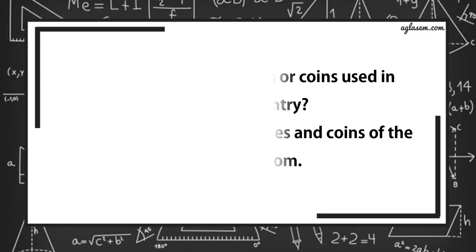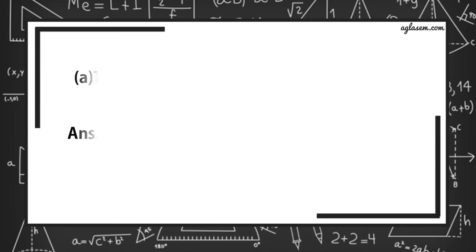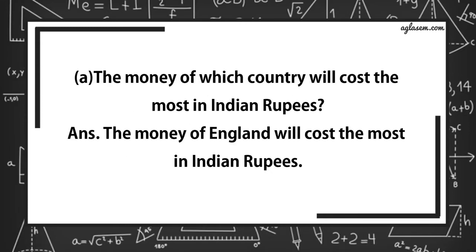Further, second question says, Shivam Bank has a chart to show us how many Indian rupees we can get when we change the money of different countries. So guys, that you can see in your book. Part 1 says, the money of which country will cost the most in Indian rupees? Answer is, the money of England will cost the most in Indian rupees.